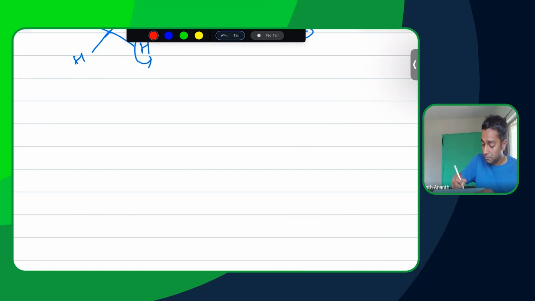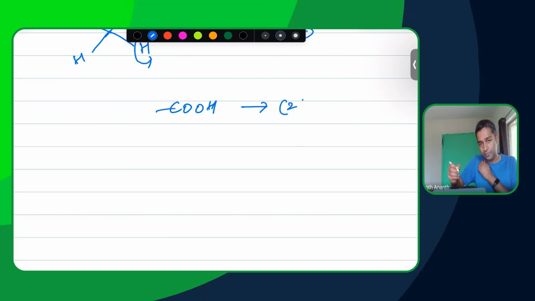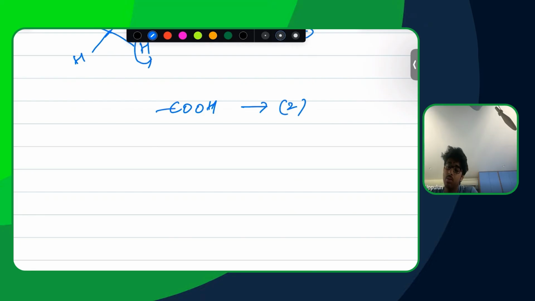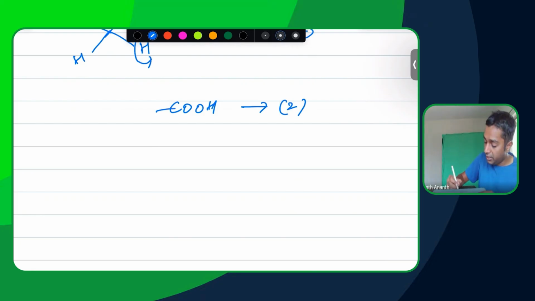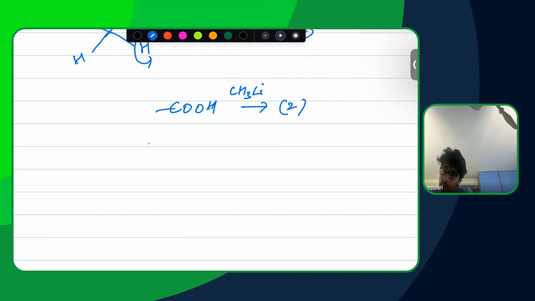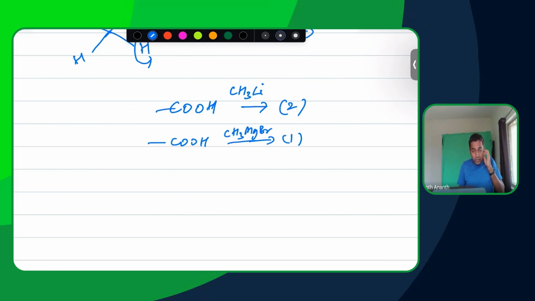What will happen then? When it comes to CH3Li, carboxylic acid will basically end up being 2, not 1. Whereas if it comes to Grignard, it will be 1. So effectively, when it is Grignard over here, you'll have 1, 2, 3, 4, 5, 6. When it is alkyl lithium, it will be 7. Number of moles of Grignard consumed, number of moles of alkyl lithium consumed.